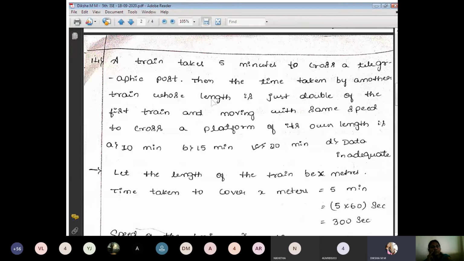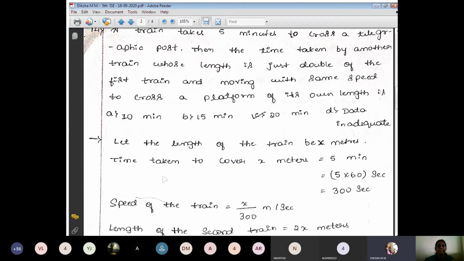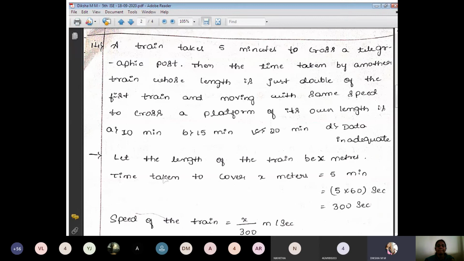So here they are asking the time taken. Here they are asking the time of the second train. They will not give the length of the train. So let me take the length of the train to be x meters. So the time taken to cover x meters is 5 minutes. They given that. We convert that into seconds, that means 5 into 60 seconds, that is 300 seconds.